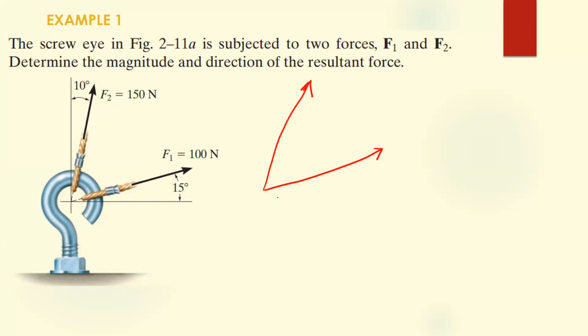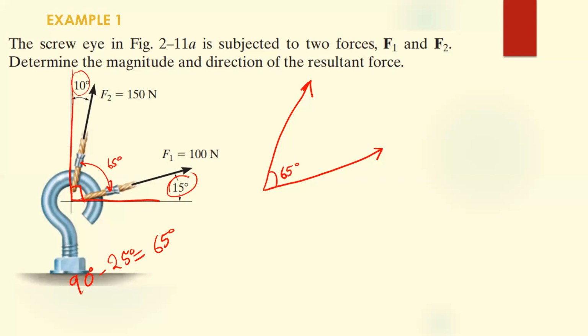So we have F1 and F2. If you look at this, this one is a right angle, meaning we have 90 degrees somewhere there. So if I add 10 to 15, I'm going to get 25 degrees. This 25 degrees subtracted from 90 degrees will give me what? It should be something like 65 degrees. What that means is that this angle here is 65 degrees. So I'm going to put 65 degrees there.